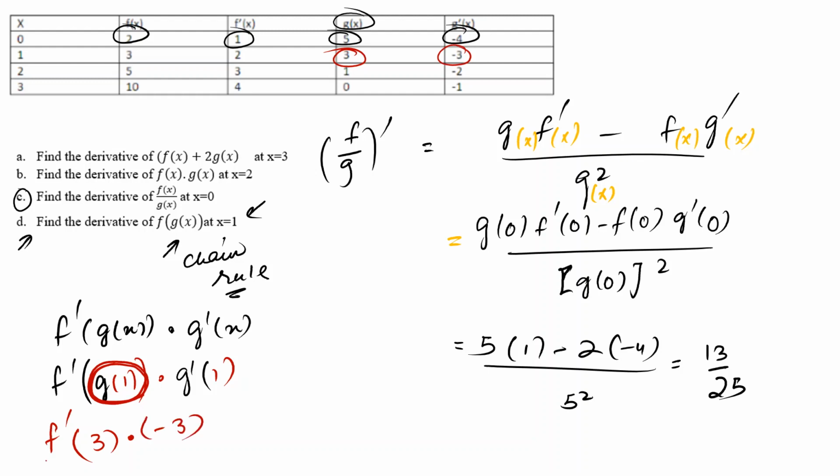Now look here, it is written as f prime of 3. So what is f prime? Here f prime of 3 is 4. So 4 times negative 3 gives us negative 12. So the art of doing this question is that you must know the formulas and you should know how to read the table.